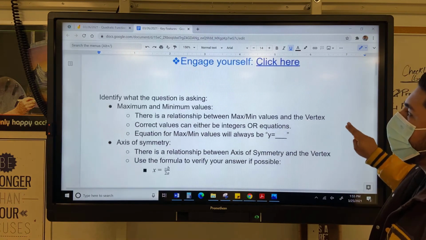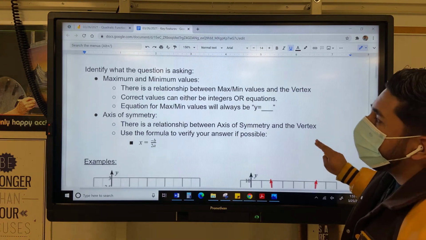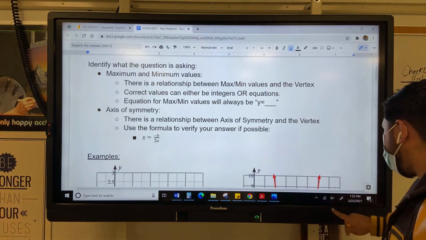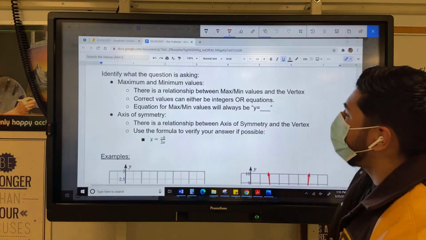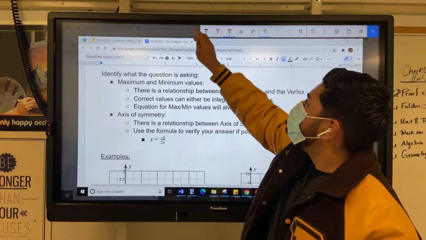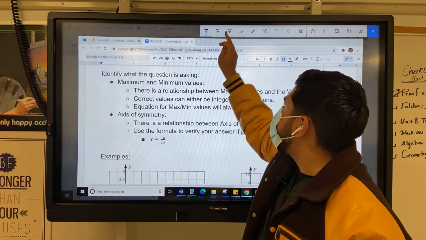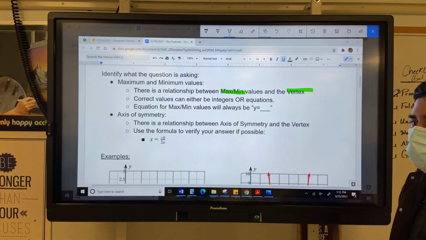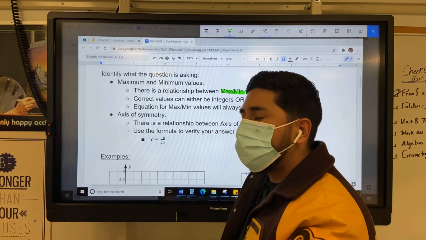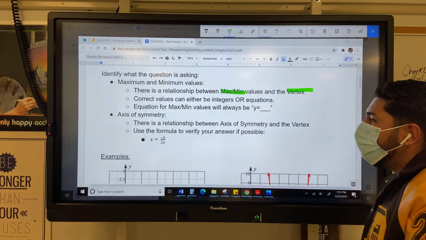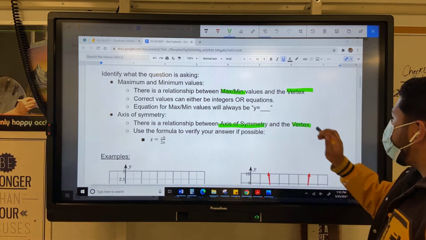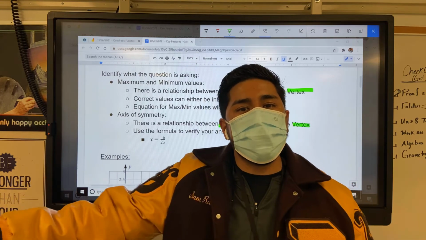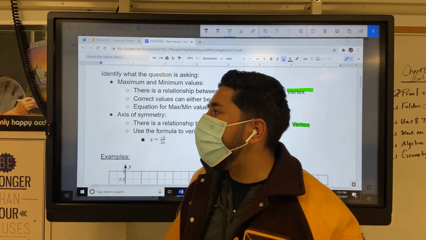All right, so part two. Of course, we're talking about the three things I just mentioned: the max, the min, and the axis of symmetry. Before we get started, you're going to recognize that the relationship between the max and the min is the vertex. Hopefully, we're all experts at the vertex, after what the quiz showed me. The axis of symmetry is also related to the vertex. So once we identify the vertex, we should be able to do the axis of symmetry and the max or minimum values.